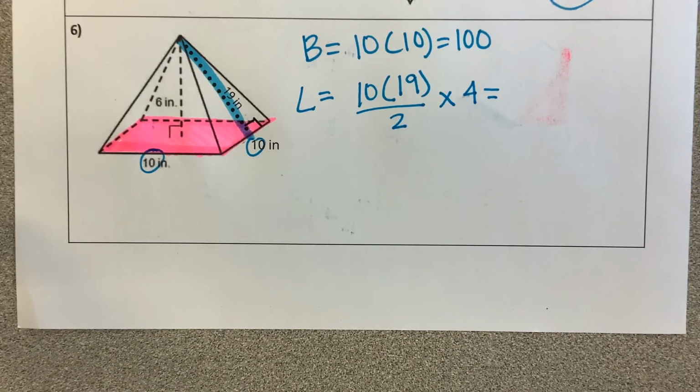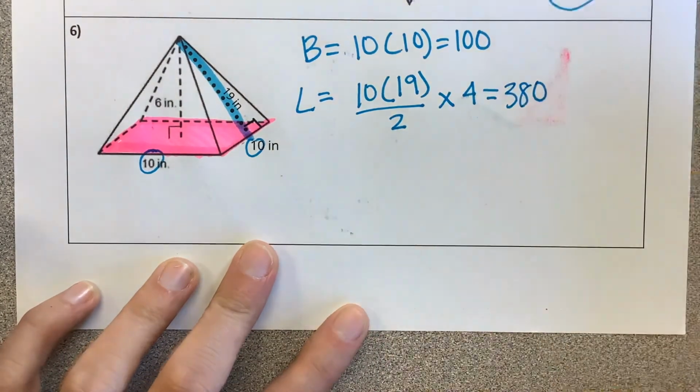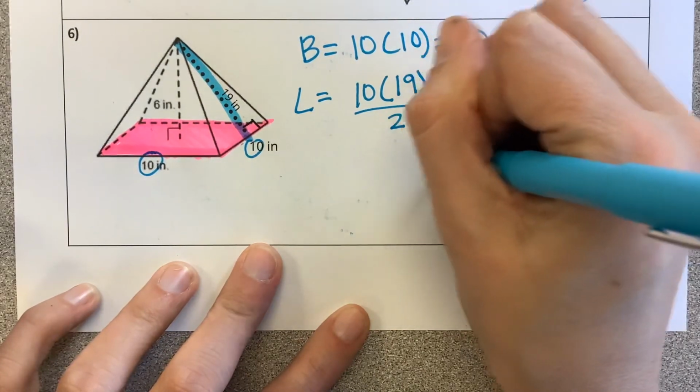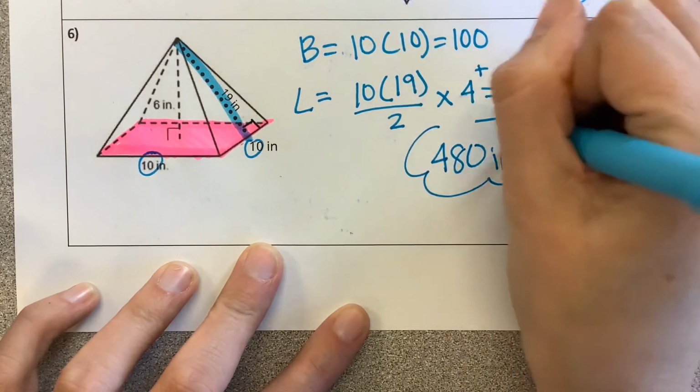So 10 times 19 is 190. Divided by 2 is 95, but we have 4 of those triangles, so we multiply that by 4, which gives us 380. And we add those two together to get our complete surface area of 480 inches squared.